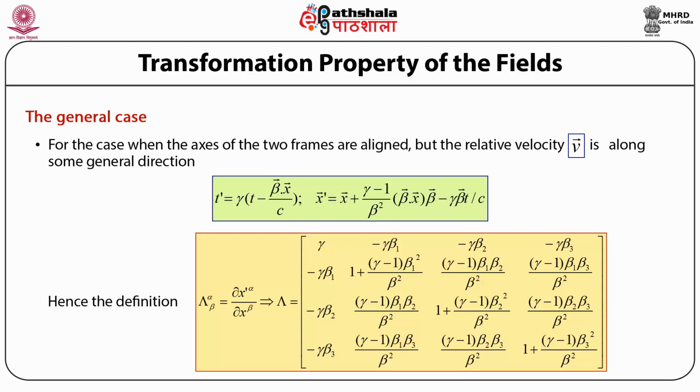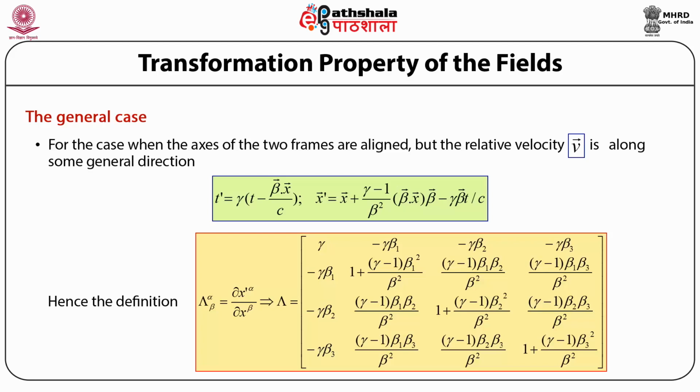The Lorentz transformation matrix now, according to the relations of transformation of coordinates obtained above, is given as Λ^α_β = ∂x′^α/∂x^β, so that Λ, the Lorentz transformation matrix, is now equal to: the first row elements are given by γ, −β₁γ, −γβ₂, −γβ₃.